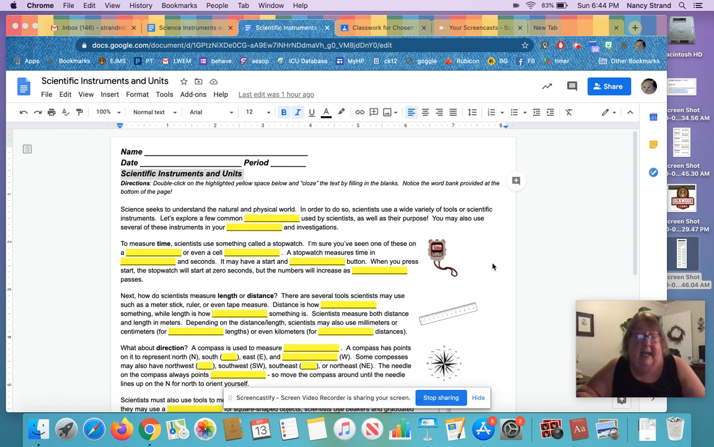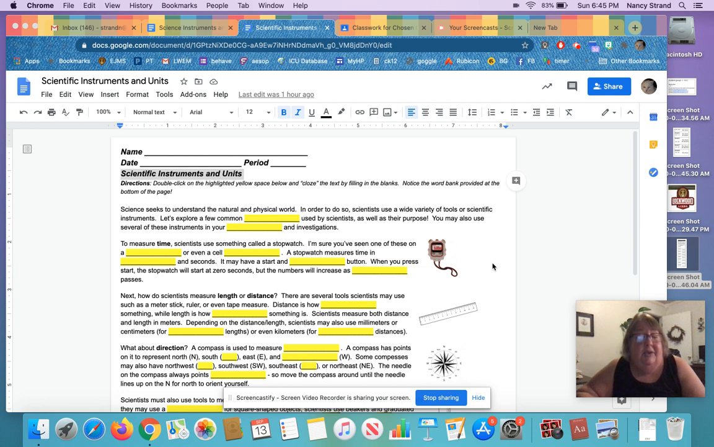To measure time, scientists use something called a stopwatch. I'm sure you've seen one of these on a watch or even a cell phone. A stopwatch measures time in minutes and seconds. It may have a start and stop button. When you press start, the stopwatch will start at 0 seconds, but the numbers will increase as the time passes.